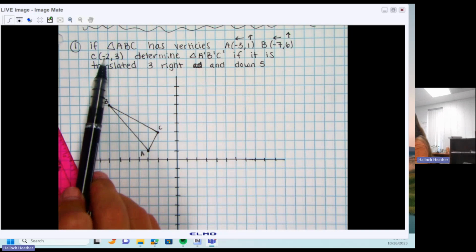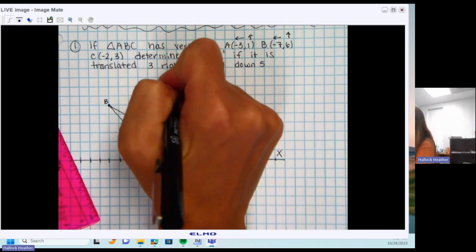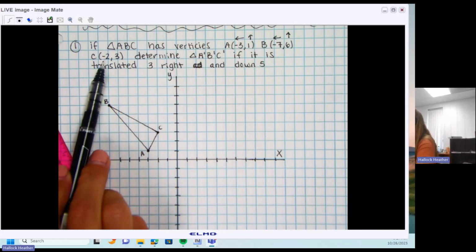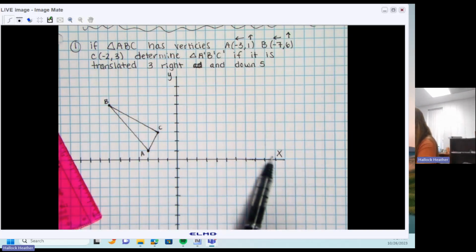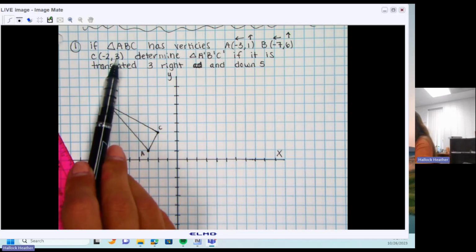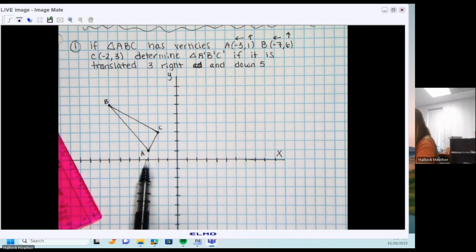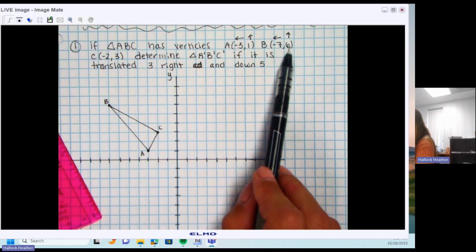Yeah, because X is first. So this is like your X axis. This is your Y axis. So you're going -2 on the X, and then you're going up on the Y. So from here I went -3, 1. That's A. B is -7, 6.